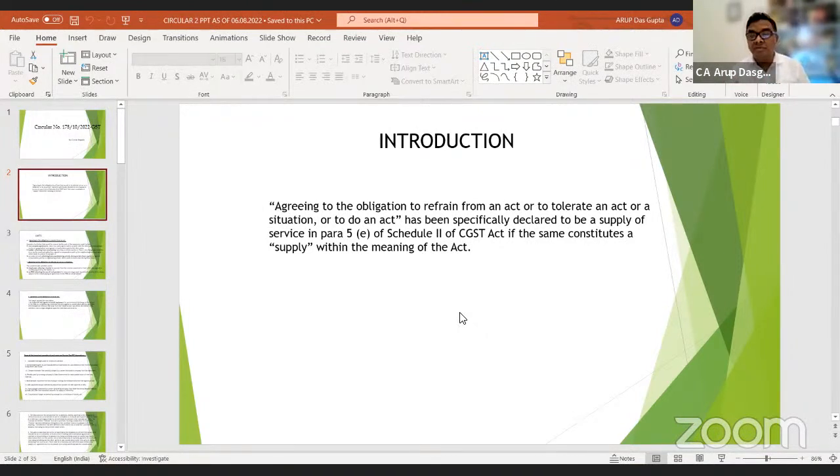Because of the huge number of litigations on liquidated damages, the 47th GST Council took the matter on the agenda and discussed it. They came up with a clarification via Circular number 178 of 2022, wherein they have clarified which areas are going to be taxed under GST and what is going to be outside the boundaries of GST.